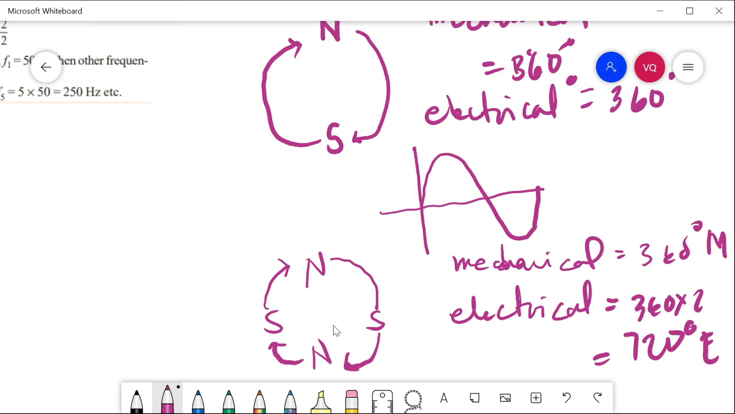If you have 6 poles, magbilang ka lang ng north, south, north. So that is 360 degrees. North, south, 180. South, north, another 180. So magiging north, south, north, ganon.